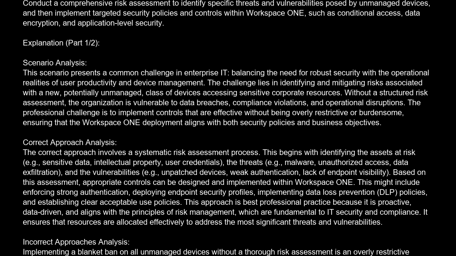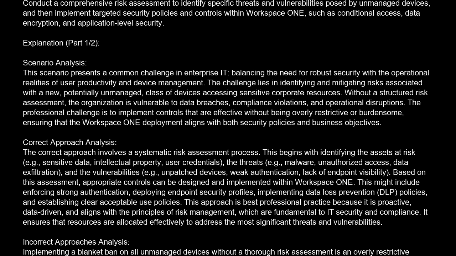Explanation. Scenario analysis. This scenario presents a common challenge in enterprise IT, balancing the need for robust security with the operational realities of user productivity and device management. The challenge lies in identifying and mitigating risks associated with a new, potentially unmanaged class of devices accessing sensitive corporate resources. Without a structured risk assessment, the organization is vulnerable to data breaches, compliance violations, and operational disruptions. The professional challenge is to implement controls that are effective without being overly restrictive or burdensome, ensuring that the Workspace ONE deployment aligns with both security policies and business objectives.